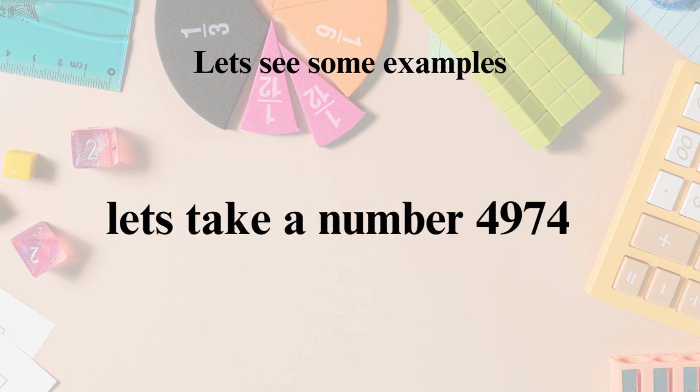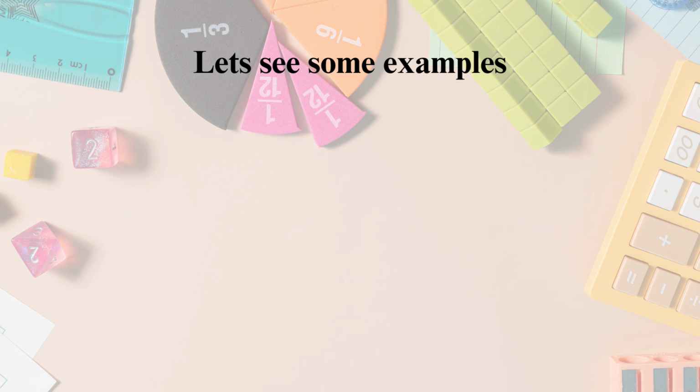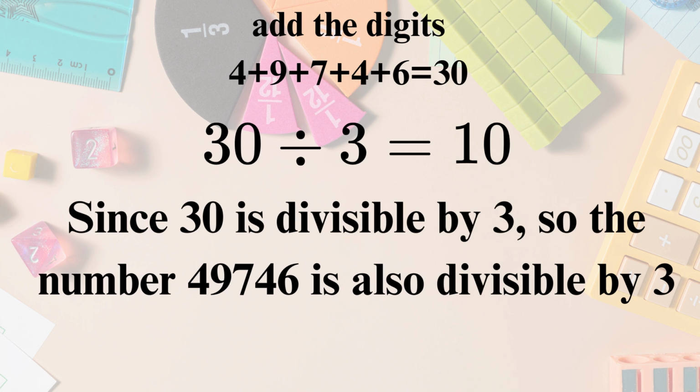Suppose we have a number 49,746, and if we add all the digits of that particular number, that means 4 plus 9 plus 7 plus 4 plus 6, it comes up to 30. Now 30 is divisible by 3, where we get the quotient as 10 and there is no remainder. So if the sum of the digits is divisible by 3, that means 49,746 is also divisible by 3.